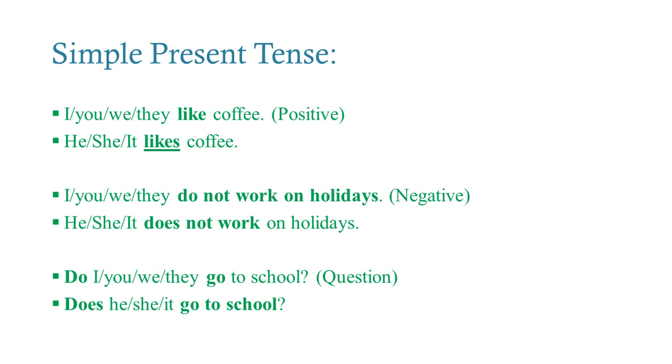In questions, we also follow the same rule. Do I go to school? Do you go to school? Do we go to school? Do they go to school? And again, for a third person singular subject we use does. Does he go to school? Does she go to school? Does it go to school?